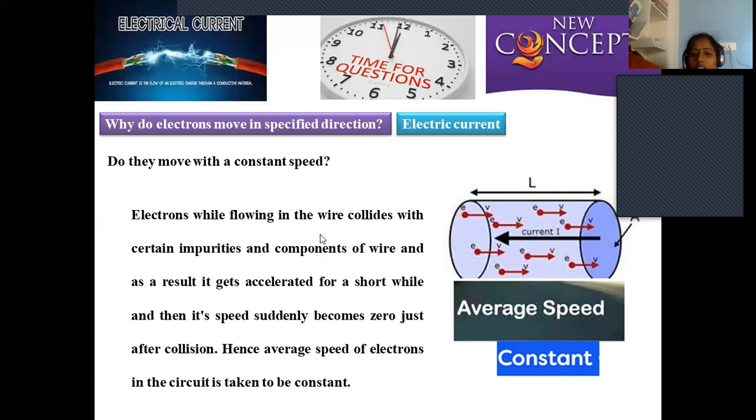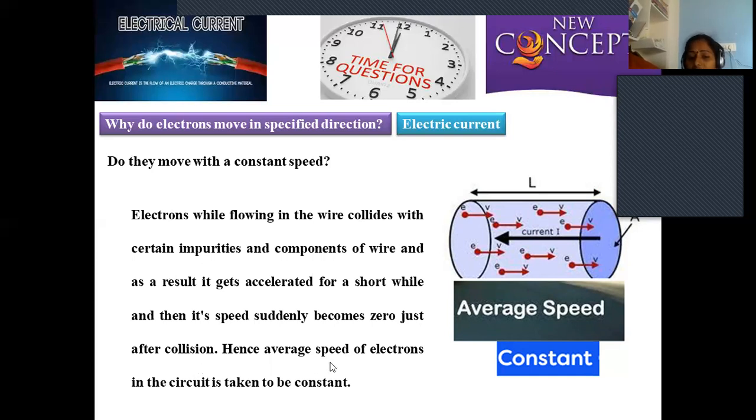Let us solve this problem. Electrons, while flowing in a wire, collide with certain impurities and components of the wire, and even though they accelerate for a short while, their speed suddenly becomes zero. Because of collisions among particles, with the walls of the conductor, or with any impurities present in the conducting medium, they lose speed, and just after the collision their speed becomes zero.